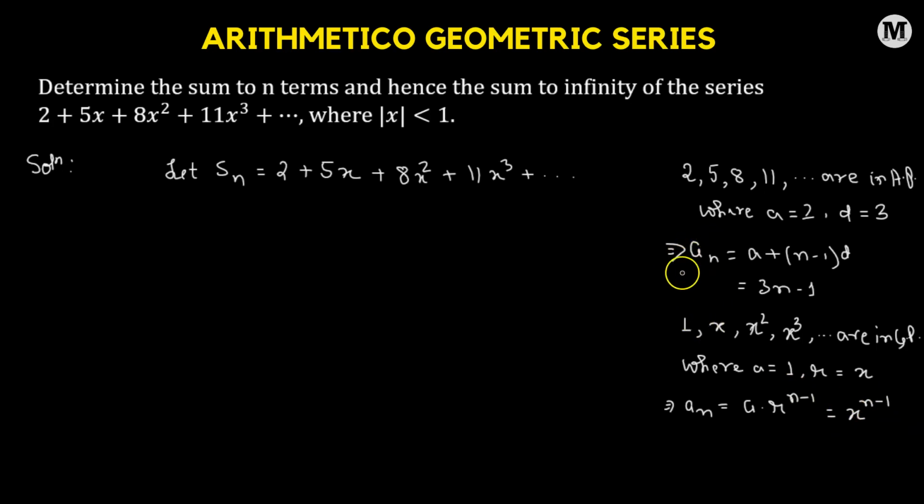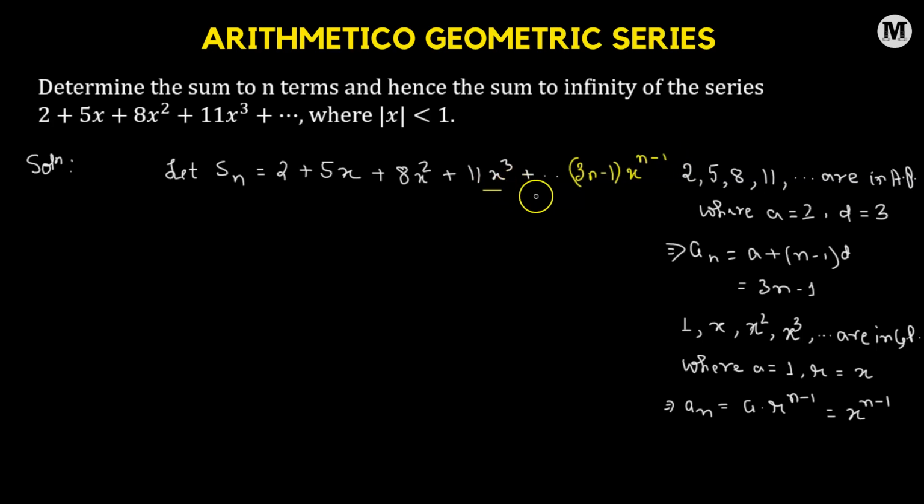Now that we have the nth term of the arithmetic sequence and the geometric sequence, we can find out the nth term of this original series. It's a very simple task. All you have to do is take the nth term of the arithmetic sequence, 3n minus 1, and multiply it by the nth term of the geometric sequence, x raised to the power of n minus 1. This is the nth term of the series, and this series is an Arithmetico-Geometric series. We can verify that if we substitute n with 4, then we have 4 times 3, that's 12, 12 minus 1 gives us 11, multiplied by x raised to the power of 4 minus 1. That means x cubed, so the fourth term comes out to be 11x cubed, and that's exactly what we have in the series.